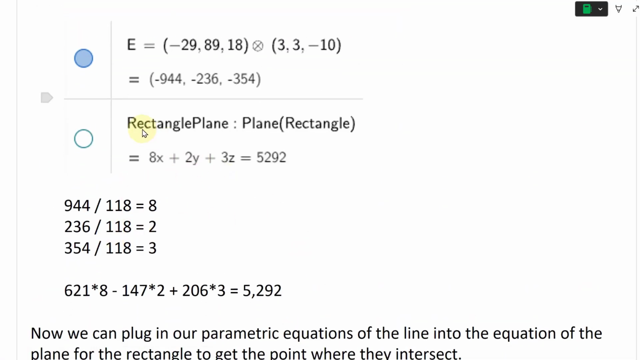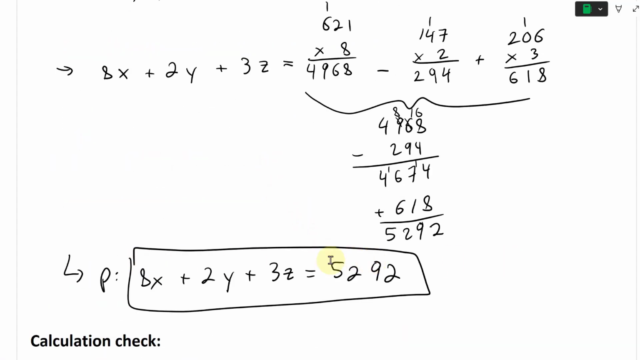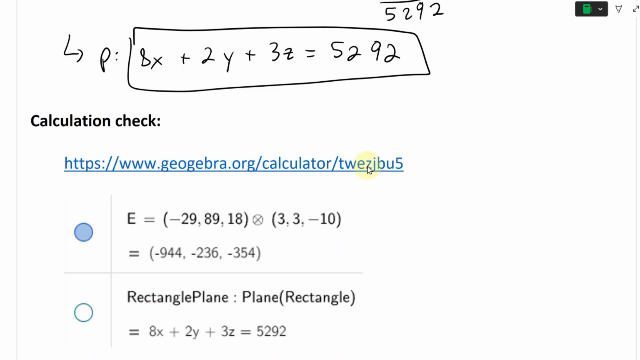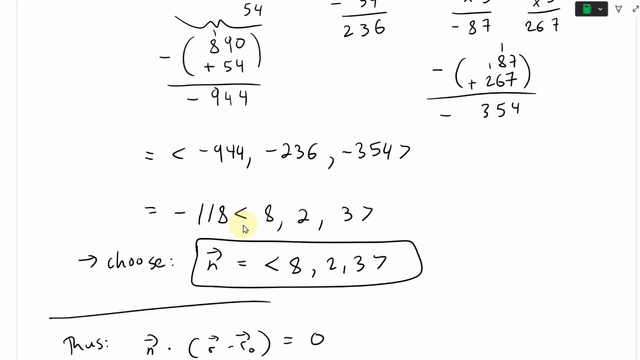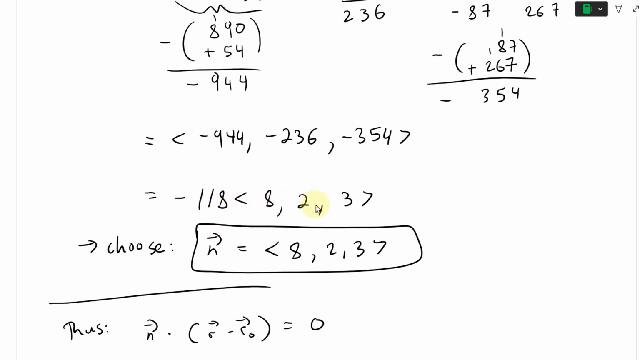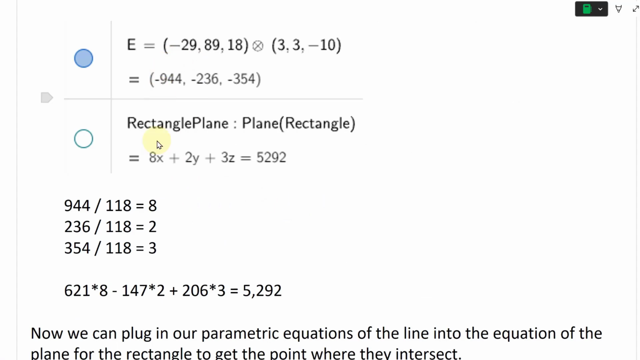And now if you go here, rectangle. Here I just put the plane, put the rectangle inside, and it automatically calculates the plane. So 8x plus 2y plus 3z equals 5292. So that's right here. And also here, I factored out the 118. So 118 times 8, 2, 3. We take this 944 divided by 118, it gets 8. Use the built-in calculator, put a space equals, and we get 8 like that. Then 236 divided by 118 is 2, and there's the 3 right there.